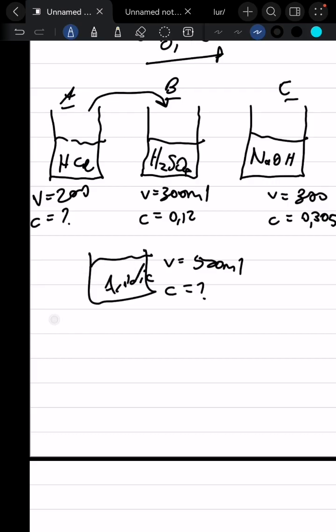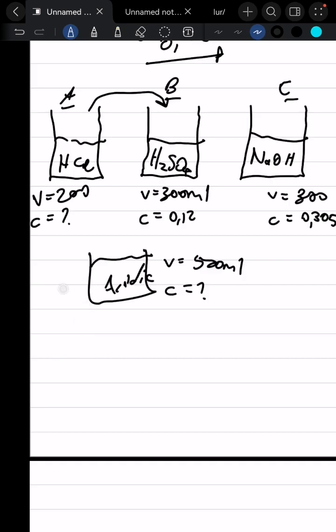The statement says that after performing the titration, they find that 20 milliliters of the acidic solution is completely neutralized by 16 milliliters of sodium hydroxide solution of concentration 0.305. Calculate the concentration of HCl solution that was initially present in conical flask A before it was mixed with the contents of conical flask B. Conical flask B contained 0.12 mol per dm cubed sulfuric acid. Here's what I want you to understand.